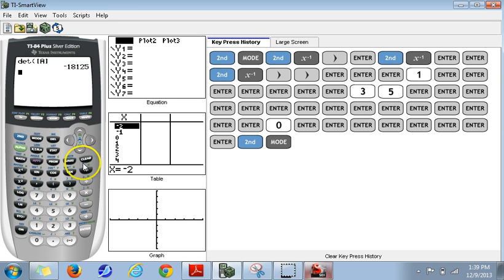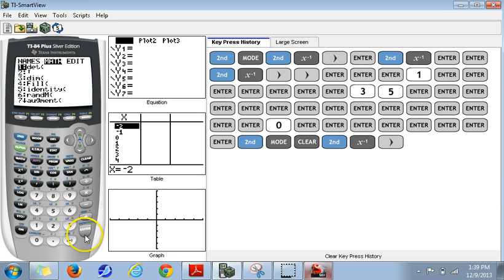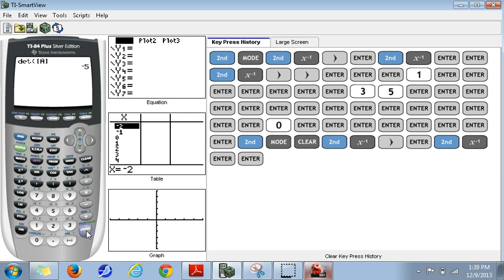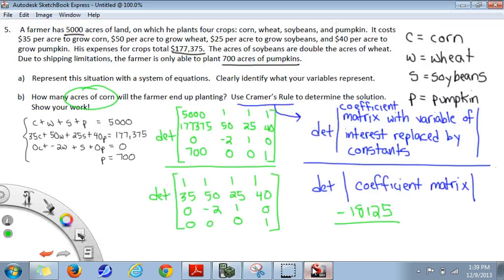Now I'll go back to my home screen, clear that out, and again go into the matrix menu, choose the determinant option, go to the matrix menu again, choose my first matrix and push enter. Negative 5. Alright, negative 5. And so when I do that division, that gives me a result of 3,625 acres of corn. So that's how we can use Cramer's rule in order to solve for just one of the variables in a system of equations.